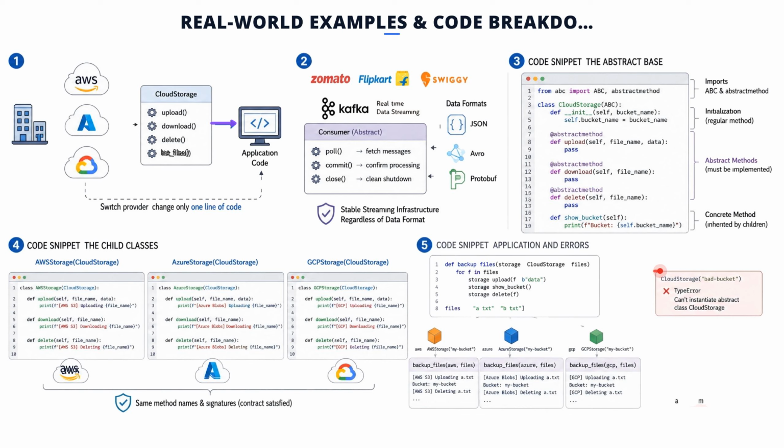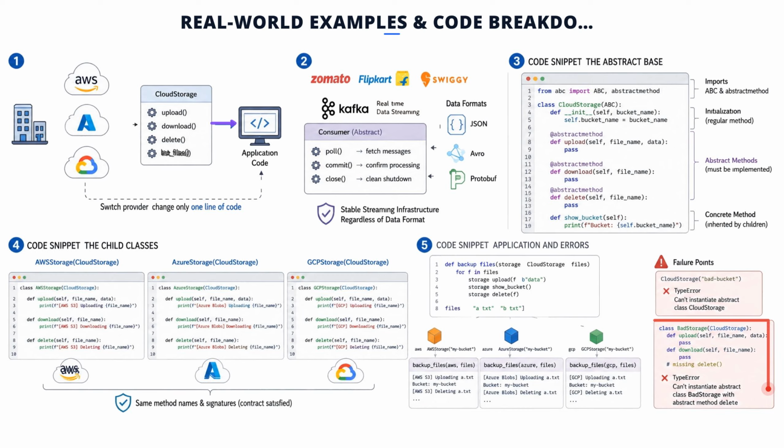Finally, the code notes two critical failure points. Attempting to create an object directly from the abstract CloudStorage class will cause a TypeError, and creating a child class, like this BadStorage example, that forgets to implement a required method like delete, will also result in a crash. To really solidify this, let's explore some specific questions about how this compares to just raising a NotImplementedError and how we might model a multi-bank payment system.